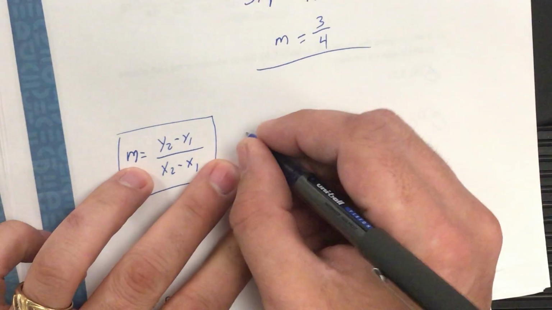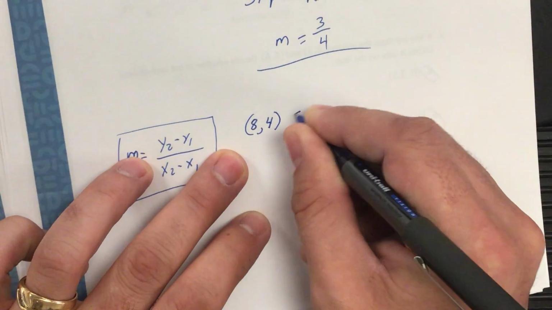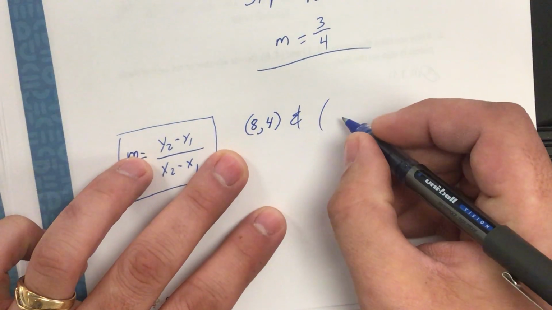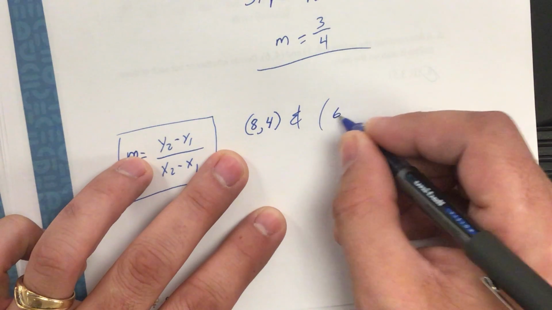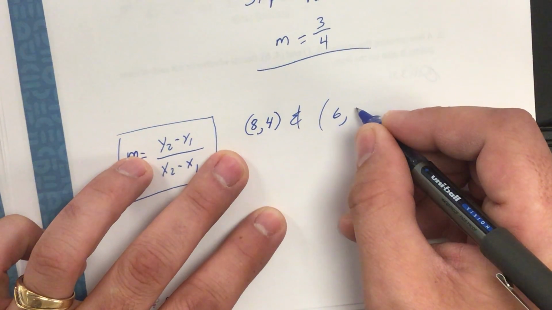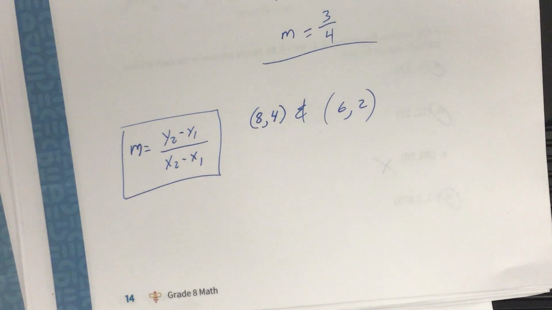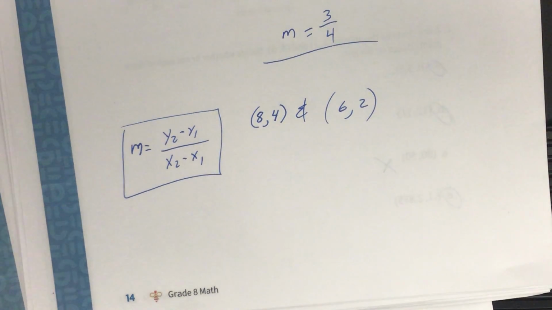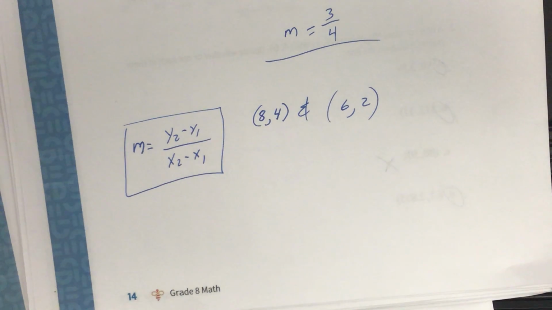So let's pick a point, let's say 8, 4, and 4, 8. 6, 2. Okay, again, we could plot the points and count, draw the triangles. We could do 4, 8, 2. Now, which ones are the y coordinates?